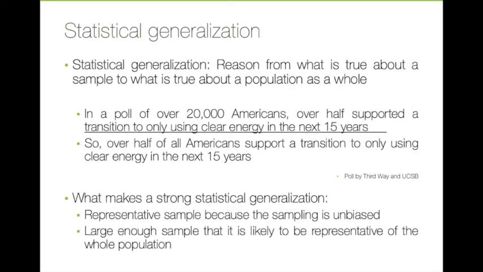The criteria for a strong statistical generalization just demand that it draws on a representative sample, because the sampling is unbiased. So we want a representative sample of Americans that captures the variation among them. And the sample should be large enough that it is likely to be representative of the whole population. So 20,000 Americans in this poll is a pretty large sample, and most polling firms do some extra calculations to make up for any possible bias that might come from any unrepresentativeness in their sample.